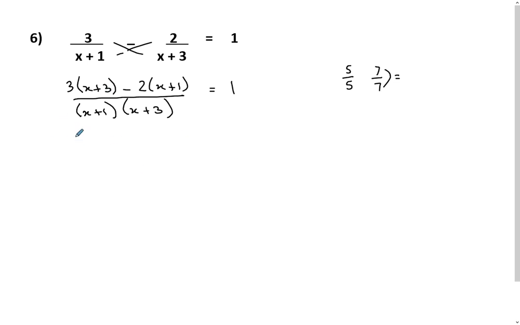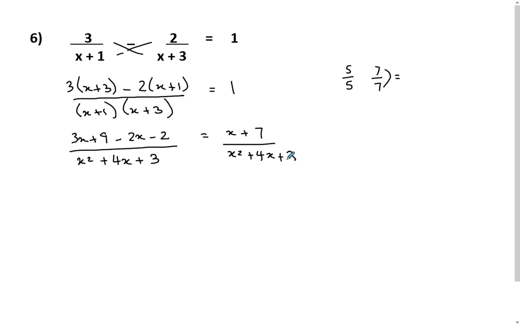So here I've got 3x plus 9 minus 2x minus 2 over, and here, if you've watched my video on expanding double brackets just with an x, we can actually cheat. It's going to be x squared plus, and then you add your numbers and you've got 4x, and then you multiply your numbers and you get 3. So here we'd be having x plus 7 over x squared plus 4x plus 3 equals 1. And now we use this, so that means x squared plus 4x plus 3 will be equal to x plus 7.